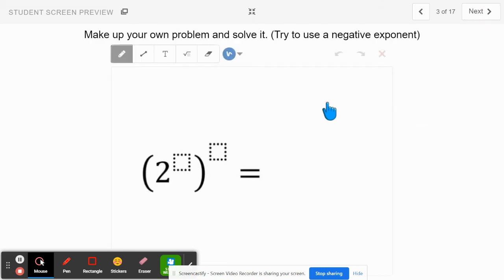Love these problems. So now I want you to make up your own problem and solve it for me. Whatever you want. Any problem you want with this little box. So the little box, if I put 5 here and 2, then I'd have 2 to the 10th. Okay? Love these kinds of questions. These are great. All right, next one.